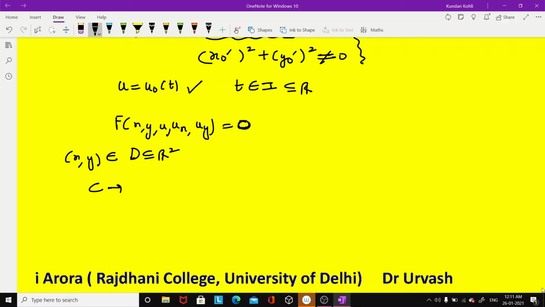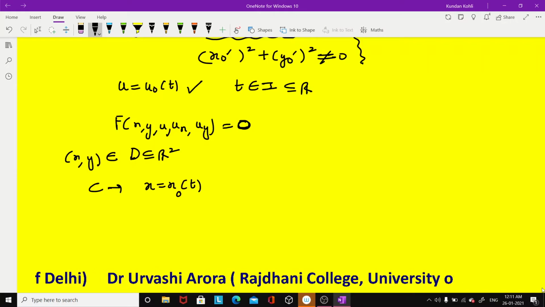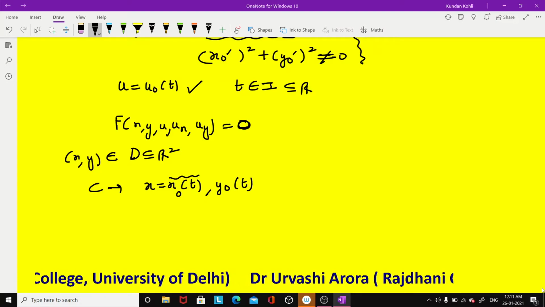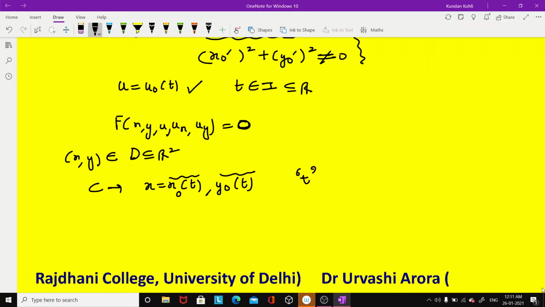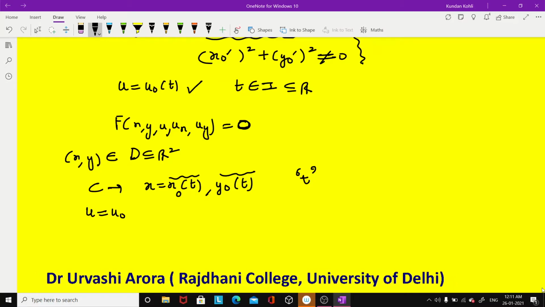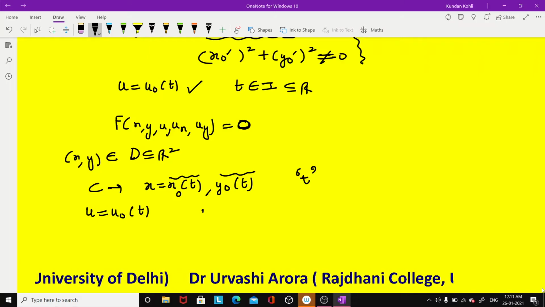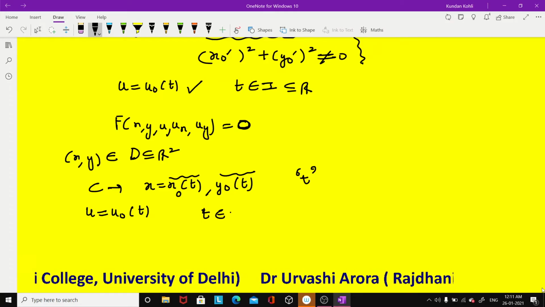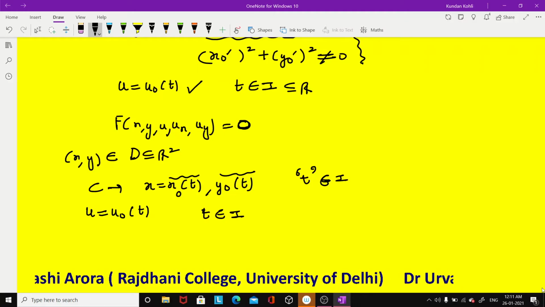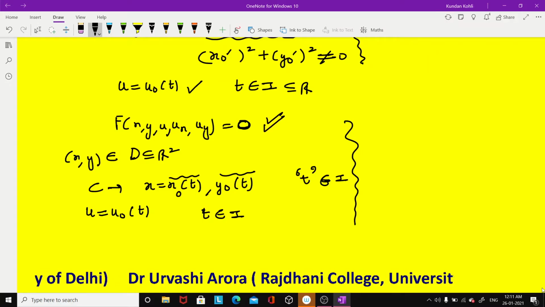The equations of the curve C are given in parametric form: x is equal to x naught t and y is equal to y naught t, where there are certain assumptions we are making about the functions x naught t and y naught t, and t is a parameter. With those assumptions, and with u is equal to u naught t being a prescribed function, where t comes from the interval I taken in the beginning.